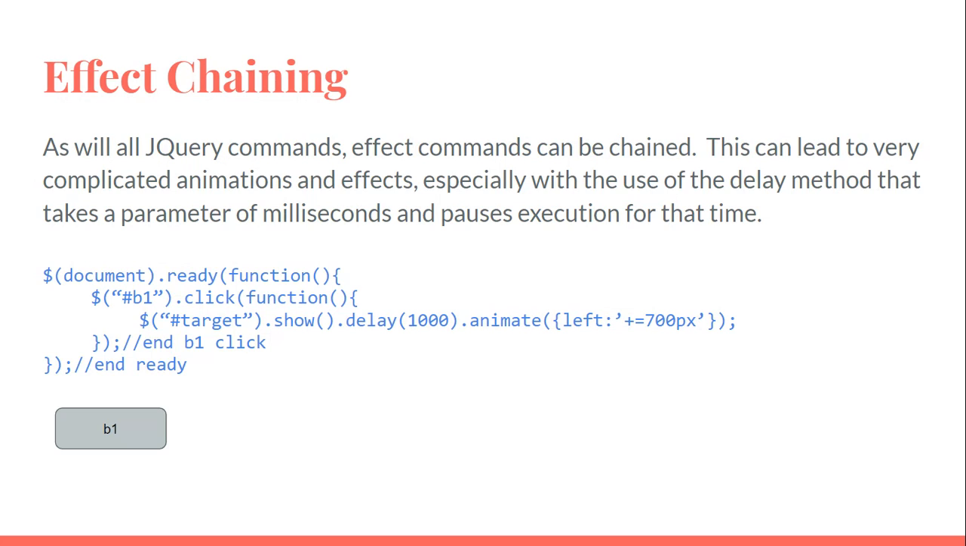Effect chaining, as with all jQuery commands, and we've seen this before, effect commands can be chained. So you'll see here I've got on this button click, I'm going to show the target, and then it's going to wait for 1 second. This delay command is pretty interesting. And then I'm going to animate it. It's going to move to the left from wherever it is, and it's going to increase by 700 pixels, which in our case is going to take it off the screen. So here we go. I click on it. It shows, waits 1 second, and then it moves itself all the way across and off the screen.